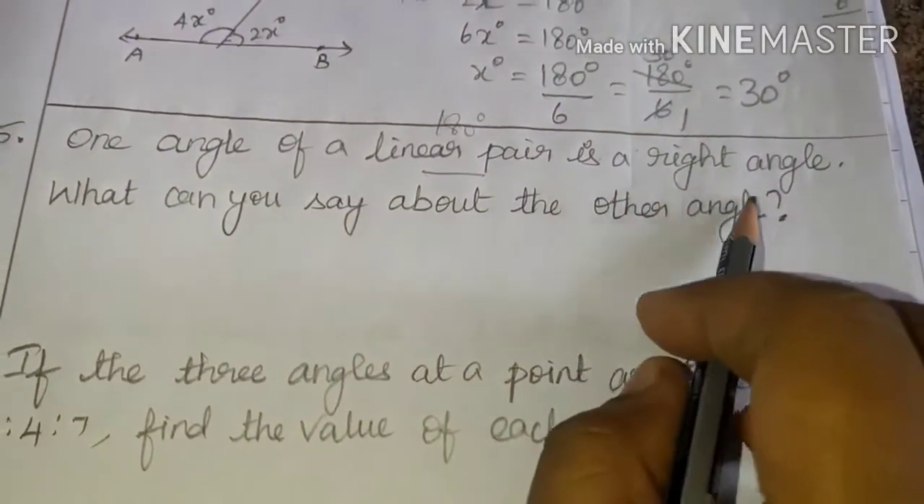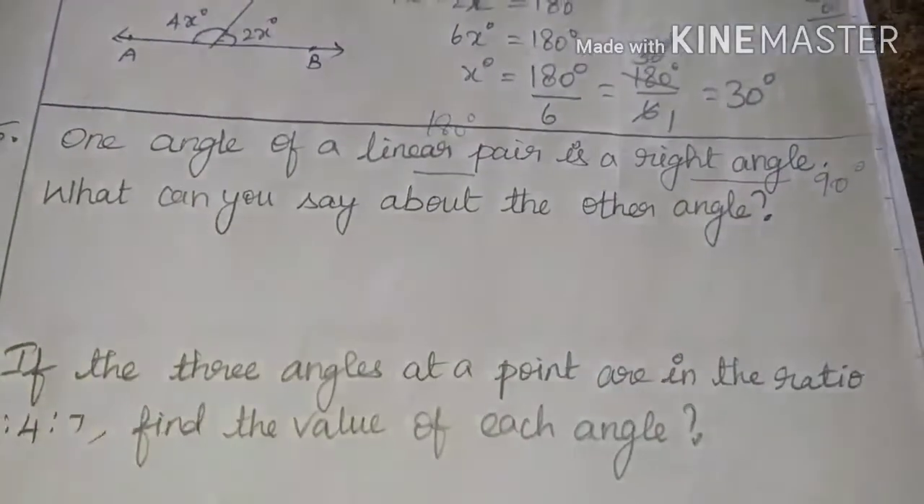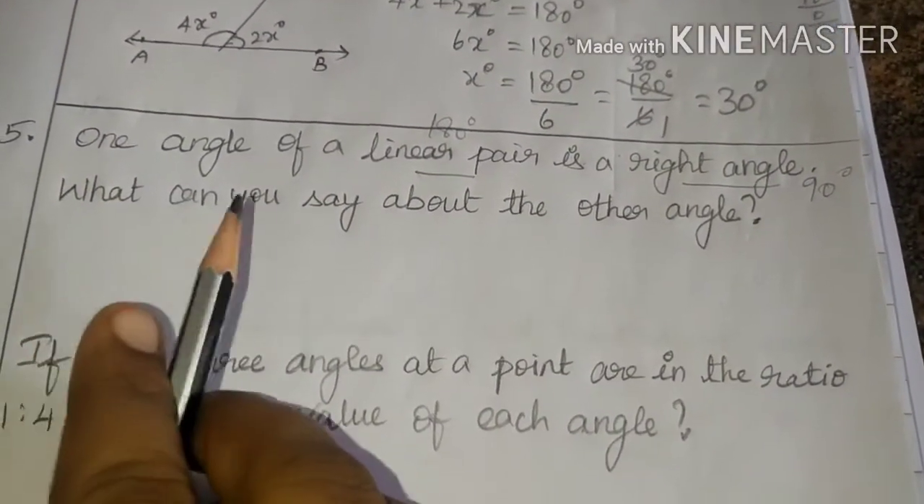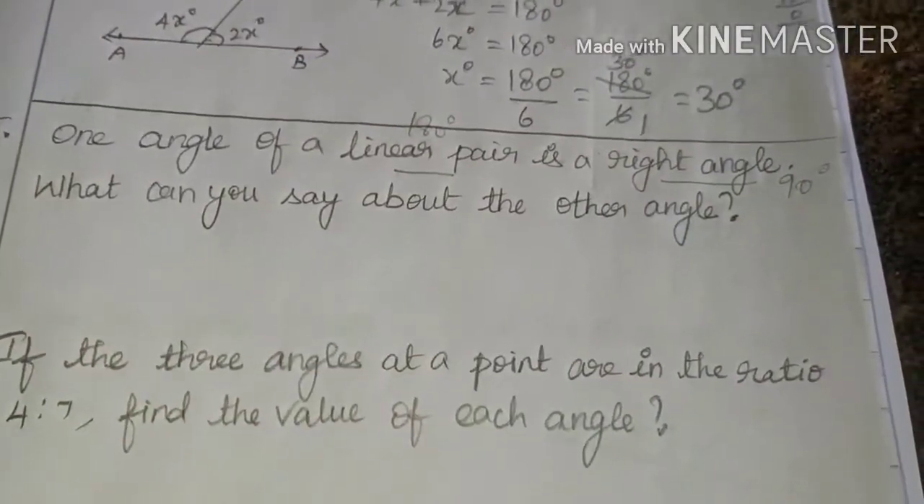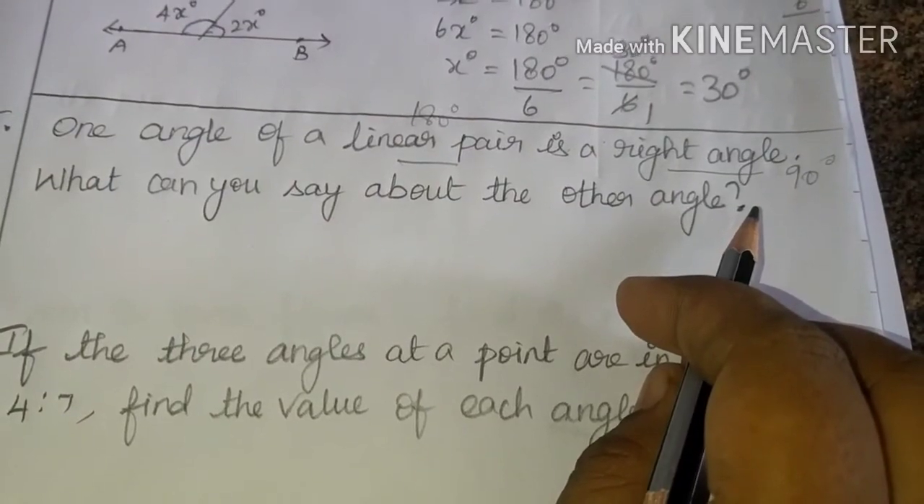So is a right angle. So right angle means how much? 90 degree. So what can you say about the other angle? One angle is 90 degree.